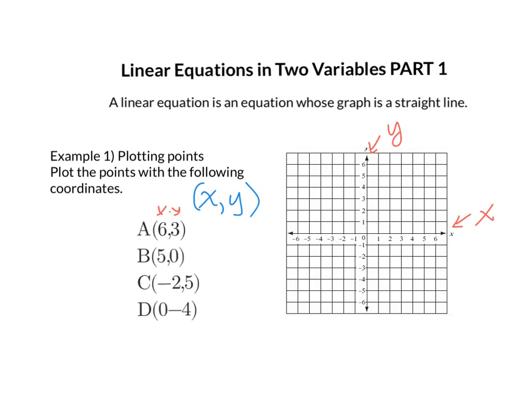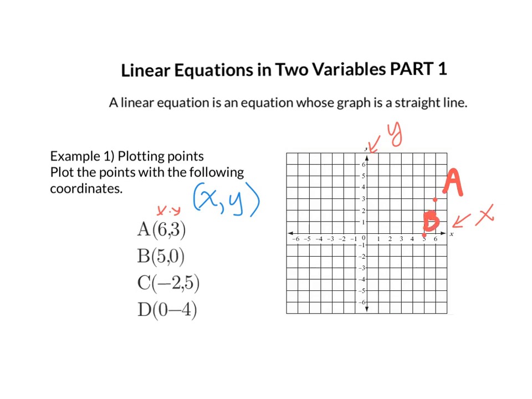So A occurs when x is 6 and y is 3. We're actually going to graph this point here. I'm going to find where x is 6 and y is 3, lining it up and finding that one point right there. X is 6, y is 3. And you should label them. This is letter A. Then (5, 0): x is 5, y is 0. That's B, sorry.